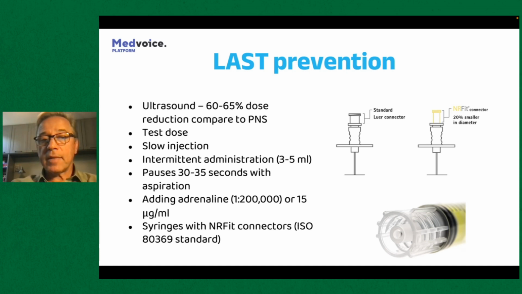Inject slowly, inject intermittently, 3 to 5 mils, stop, observe, give pauses between these portions. And if you use adrenaline, then you will quickly see the increased tachycardia. So we normally use 1 in 200,000. And in our country, for all the neuraxial and peripheral nerve blocks, we now use special syringes and special needles with something called NRFit connectors. So you cannot connect a normal syringe to the spinal needle, to the epidural needle, to any other block needle.